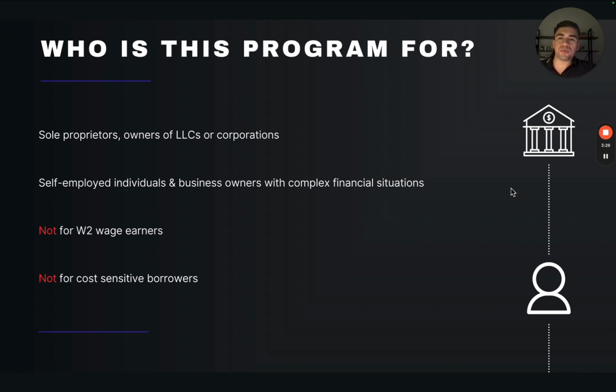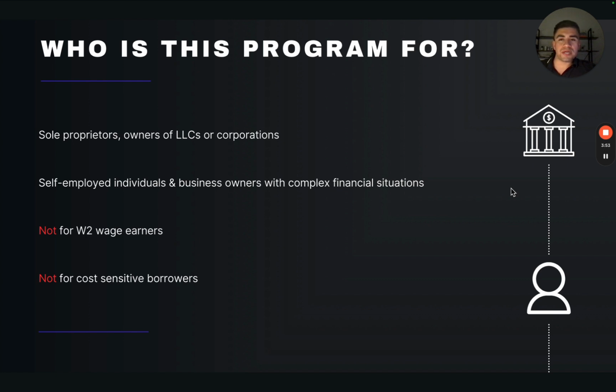Now, who is this program not for? This program is not for W-2 wage earners. Okay, if you have a W-2 and you are not self-employed, you will not be able to qualify for this program. Very bluntly, this program is not for cost-sensitive borrowers. So if you're concerned about placing a higher down payment and having higher closing costs, even a higher rate, I would not recommend this program.